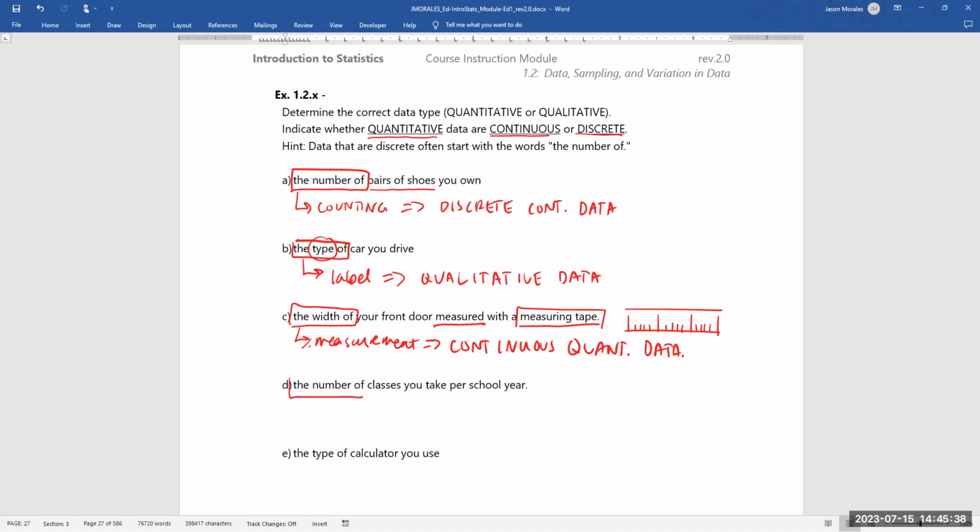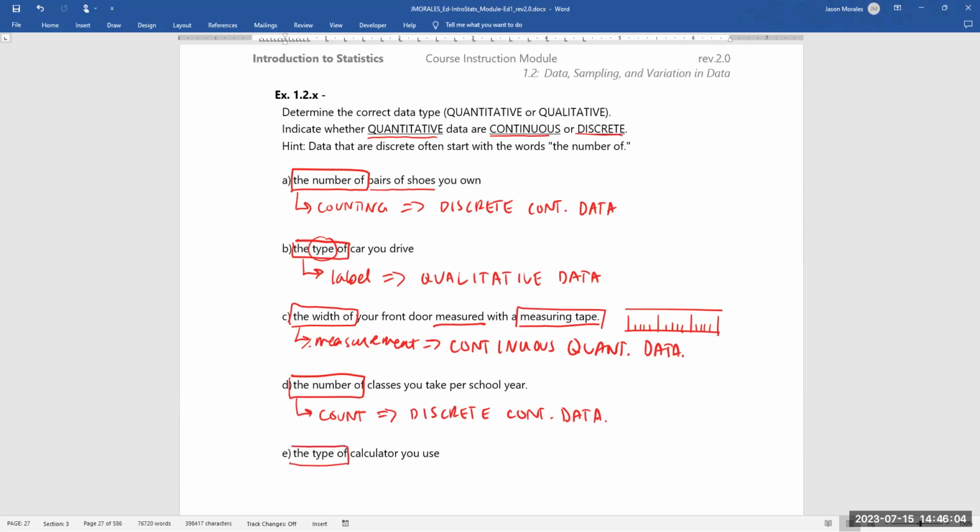Okay, part D, the number of classes you take per school year. Again, it's using the phrase the number of, which is implying counting. And so because it's counting and we're dealing with a number, it's going to be quantitative, but specifically discrete data.